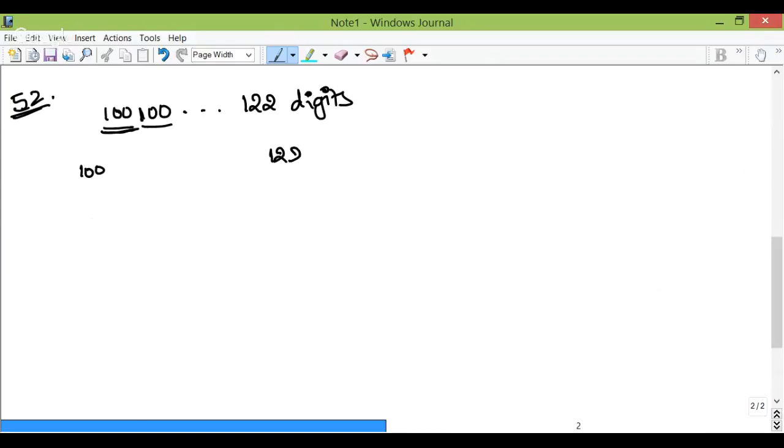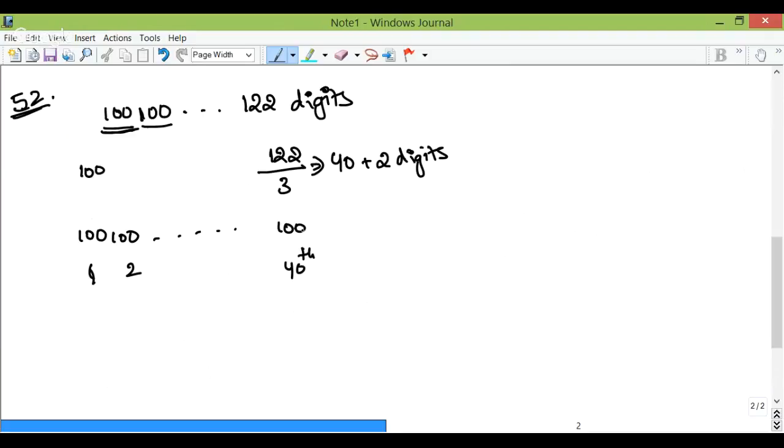Now in 122 digits, how many hundreds will we be getting? That is equal to 40 hundreds plus 2 digits. So it is 100, 100 up to the 40th, and the next two digits will be 10. This is the number given. Now it is said that this number is divided by 75 and we have to find the remainder.